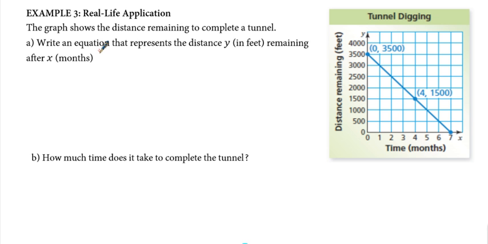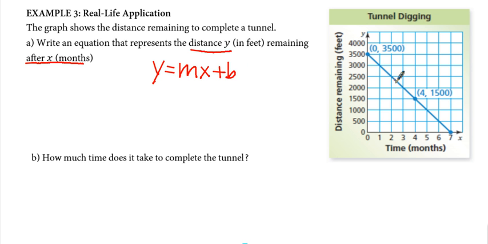Part A says, write an equation that represents the distance y remaining after x months. This is important. We know that our variables are y and x. It tells us what to use. And let's find the equation of the line, and we're going to use slope-intercept form, y equals mx plus b.